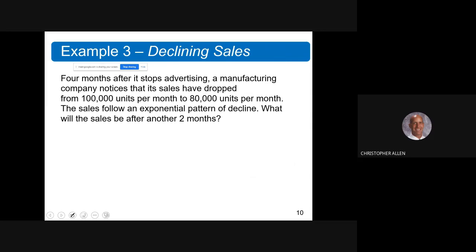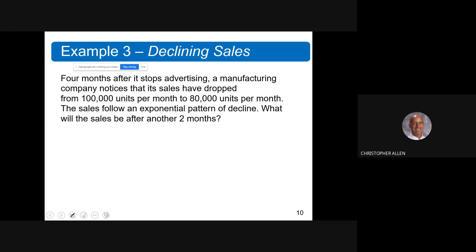It says 4 months after it stops advertising, a manufacturer company notices that its sales have dropped from 100,000 units per month to 80,000 units per month. The sales follow an exponential pattern of decline. What will the sales be after another 2 months? So will you please try to set that up?